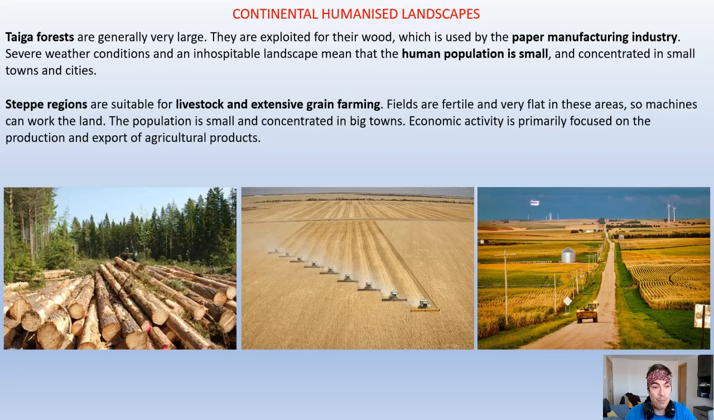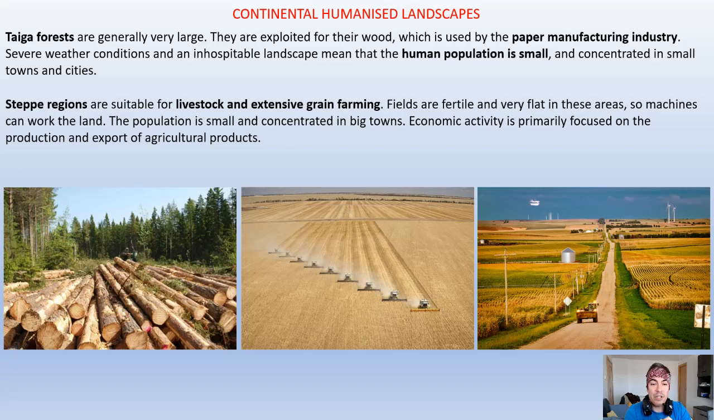the wood has. The severe weather conditions and an inhospitable landscape mean that the human population is small. It is difficult to live in these places. So the human population is small. There are not so many people living there, and they are concentrated in small towns and cities.